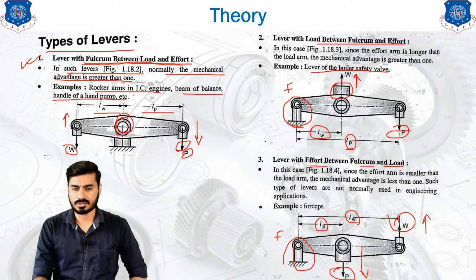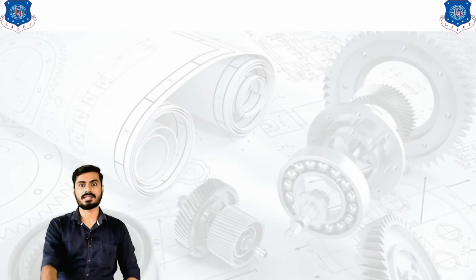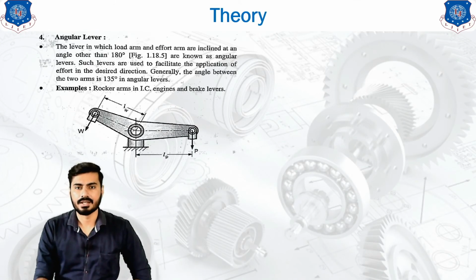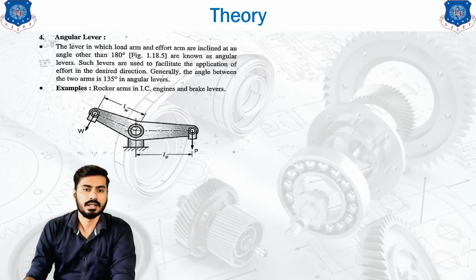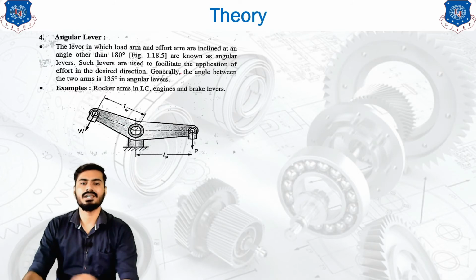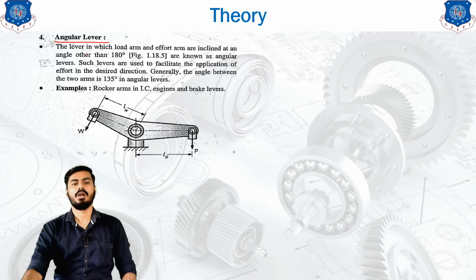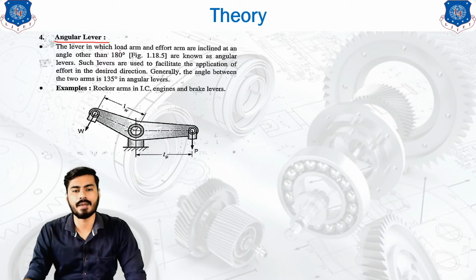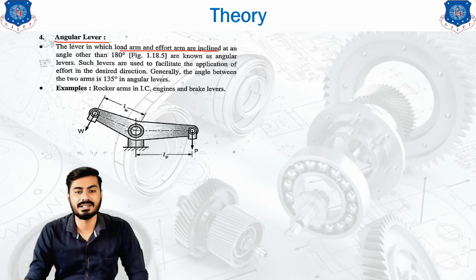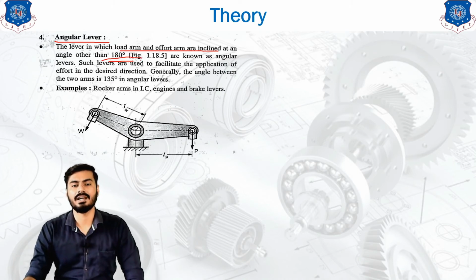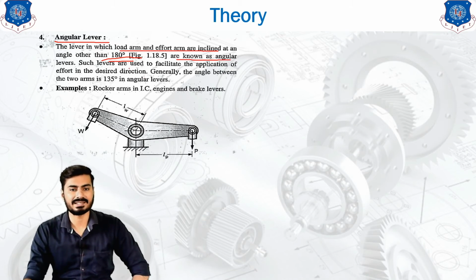So these are the distances based on which we have segregated, or we can say we have classified different types. Now we will see few more types, and those are nothing but the angular lever. Now what is the angular lever? The angular lever, the name itself indicates that it is having the angle between the two arms. Okay, so the lever in which load arm and the effort arms are inclined at an angle other than the 180 degree. The angle should not be equal to 180 degree or a 0 degree. Okay, so those are known as an angular lever.